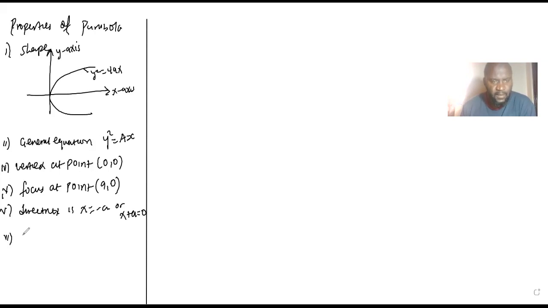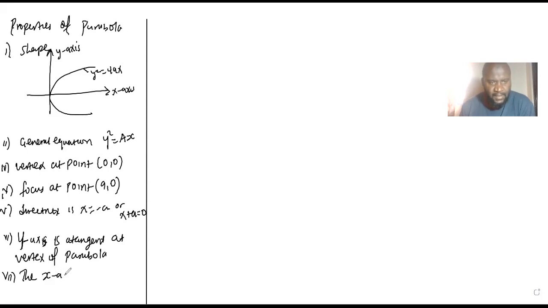6, the y-axis is a tangent at the vertex of the parabola, as you can see in that image. 7, the x-axis is the axis of symmetry.